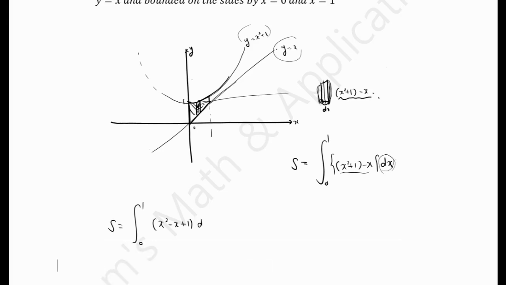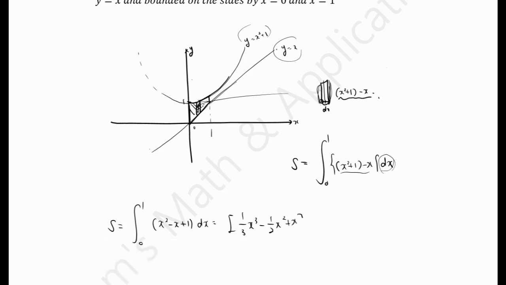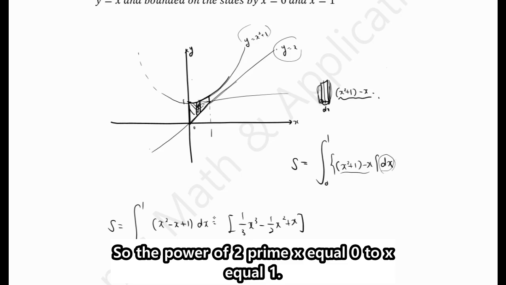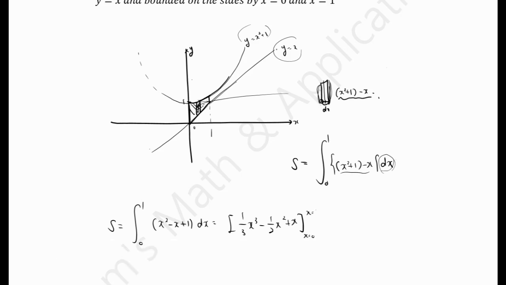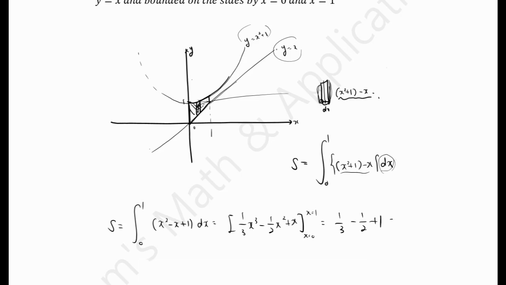1 dx. This is 1 over 3 x cubed minus 1 over 2 x squared plus x, from x equals 0 to x equals 1. That is 1 over 3 minus 1 over 2 plus 1. This is 5 over 6. This is the answer.